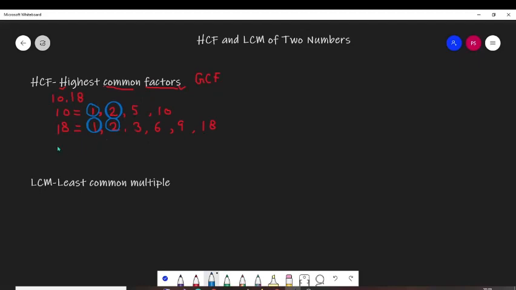Now what is HCF? What I said, highest common factor. So you have found the common factors. Which is the highest out of that? We have found two factors, that is 1 and 2. So the biggest one is 2. So HCF for these numbers will be 2. Isn't it very easy? Right.